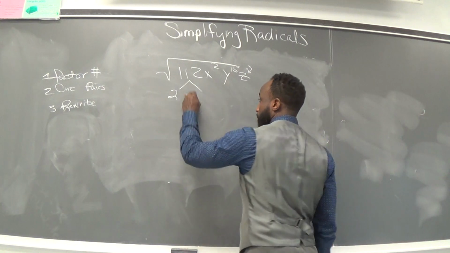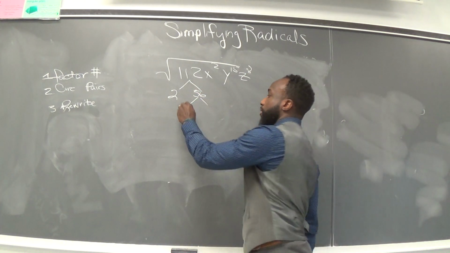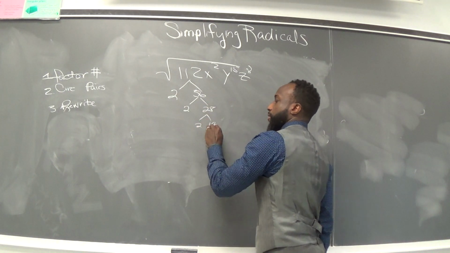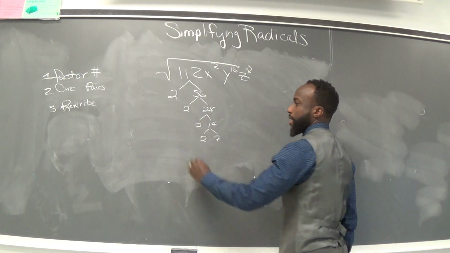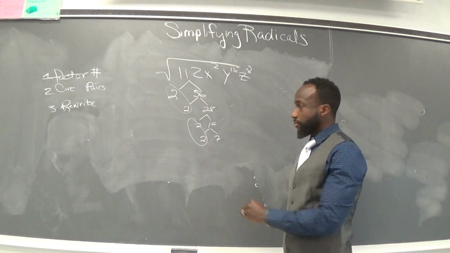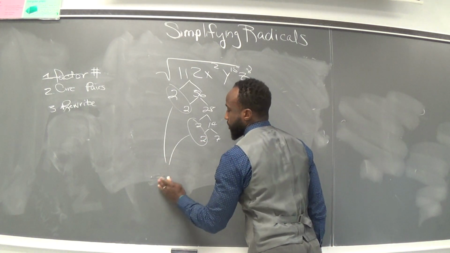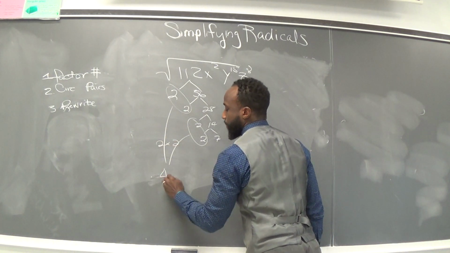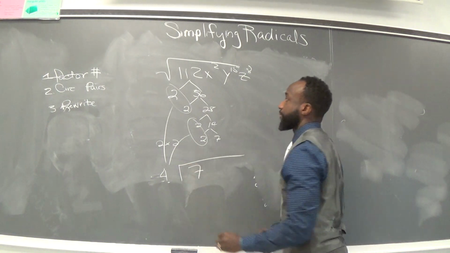56. 2 and 28. 2 and 14. 2 and 7. How many pairs you got? We have 4, you got 2 pairs of 2. 2 times 2, that's 4, right? Okay? Here we go. 7, and the 7 stays underneath.